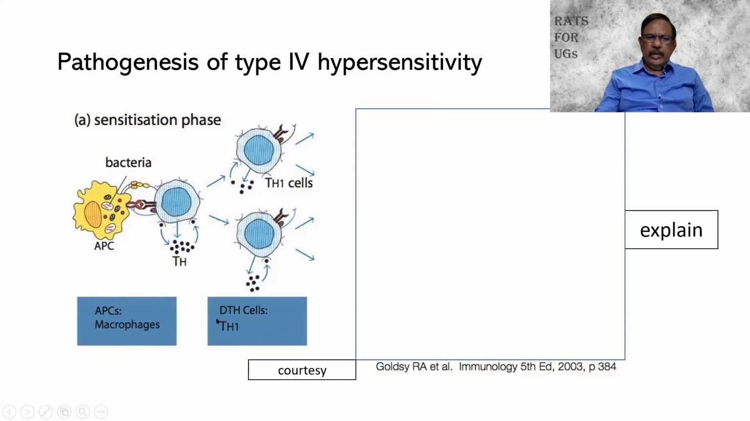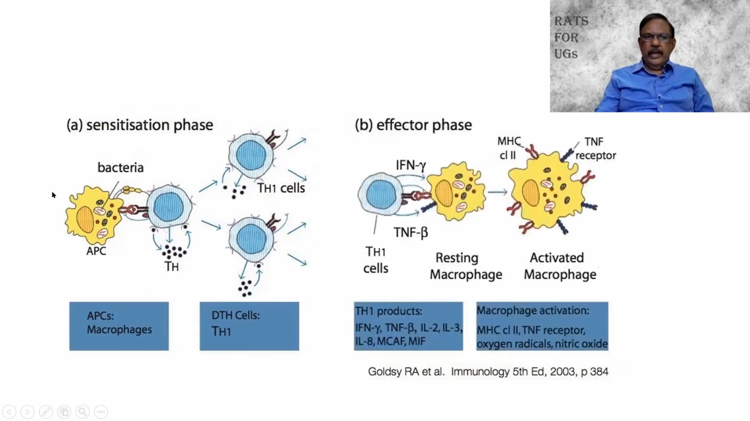They are called the delayed type of hypersensitivity cells. DTH means delayed type of hypersensitivity cells. Courtesy will be to these people, and this is the reference. After the sensitization phase, there is an effector phase. Again there is the receptor over here, and subsequently the same antigen is introduced. The macrophage, which is at a resting stage, is being activated.